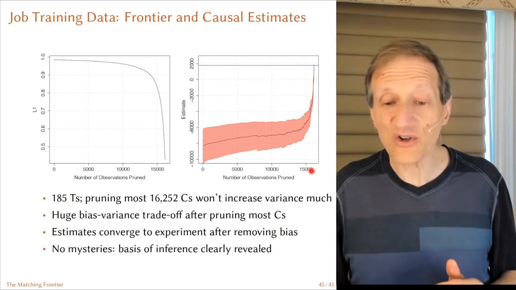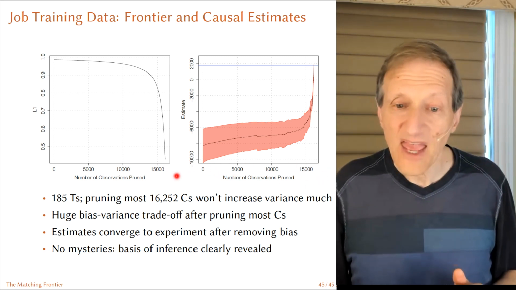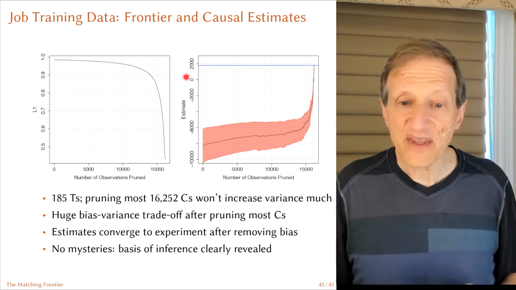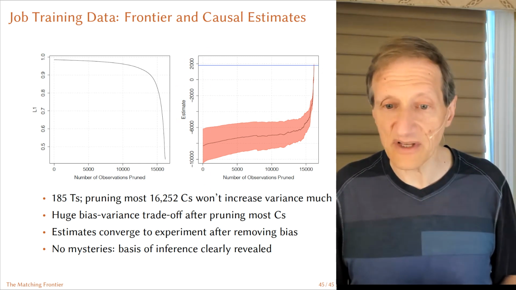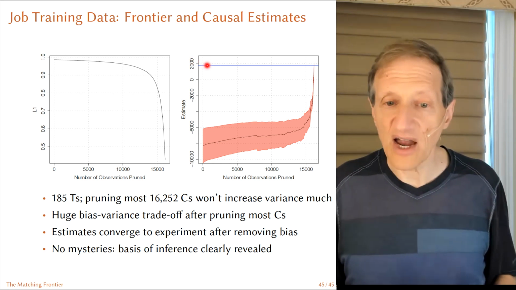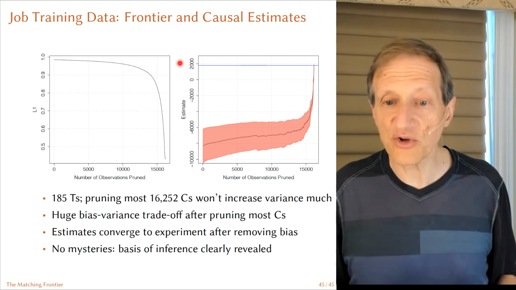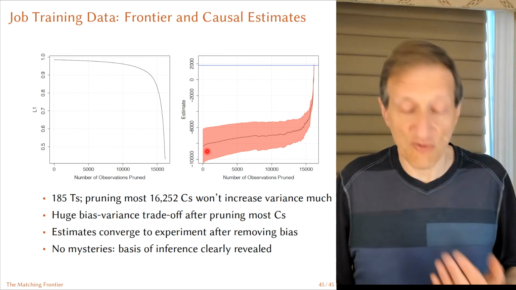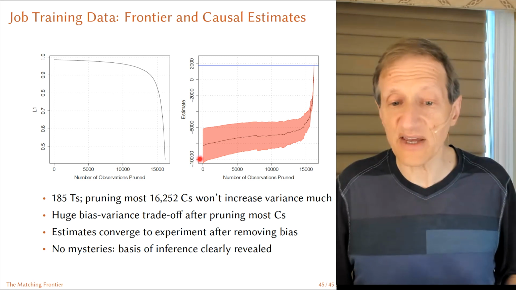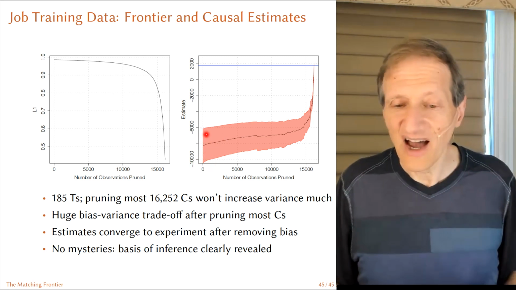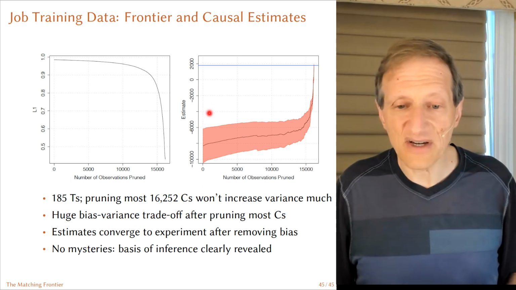Another thing we did: along the horizontal axis, again, is the number of observations pruned. I put that also on the horizontal axis here. And on the vertical axis, we have an estimate. This is the truth, at least according to the experiment. So in the job training program, it got people an extra nearly $2,000. If you run a regression in the observational data set, it turns out it's negative, like the job training program hurt people.